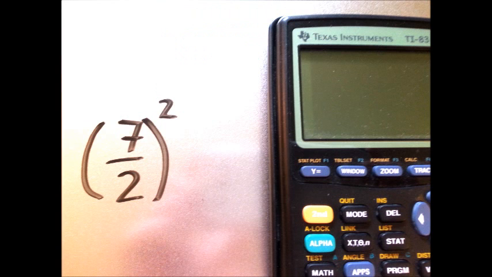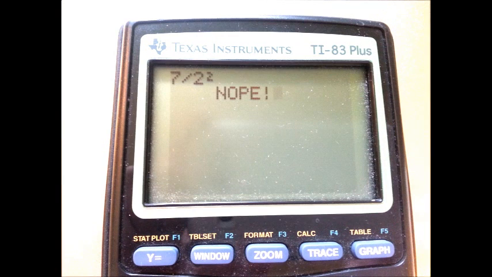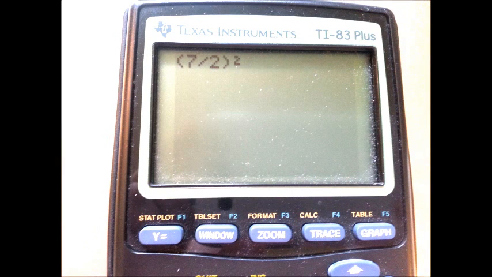We can even take exponents of fractions, in this case 7/2 squared. Some students type it like this. However, that's a mistake. Our calculators follow the order of operations, so they see the exponent of squaring as happening before the dividing. This will not give us the correct answer. In order to tell the calculator we'd like to square the entire fraction, we use a set of brackets.